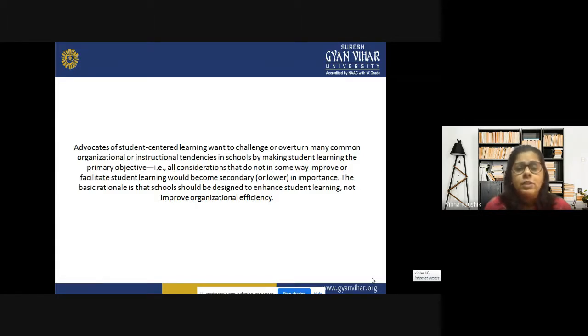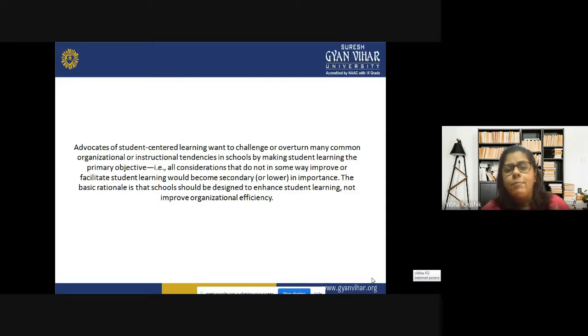The basic rationale is that schools should be designed to enhance, meaning to increase, student learning, not to improve organizational efficiency. What they are saying is that one of the primary objectives of teaching or the school is that it should enhance student learning, and we are not focusing on improving organizational efficiency.